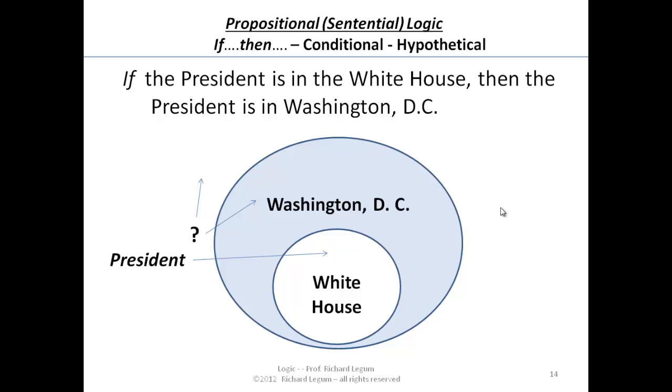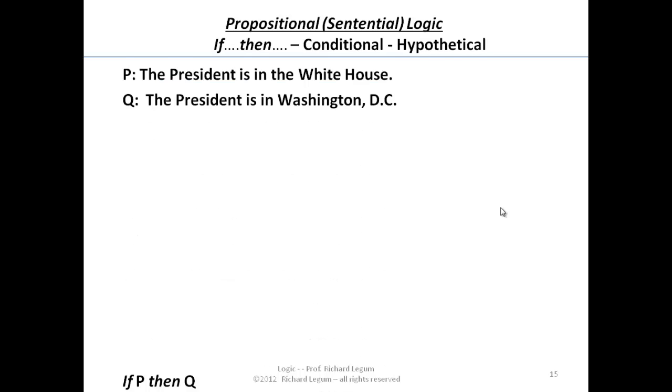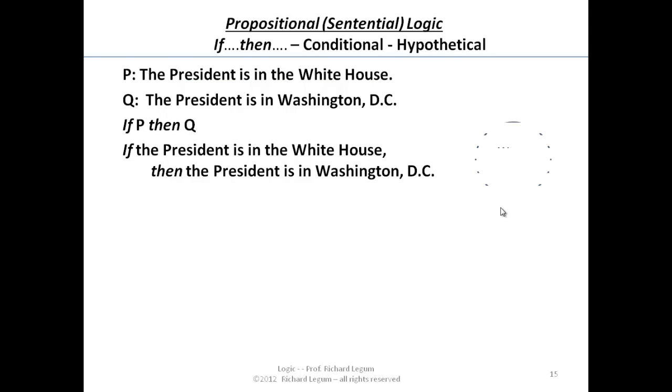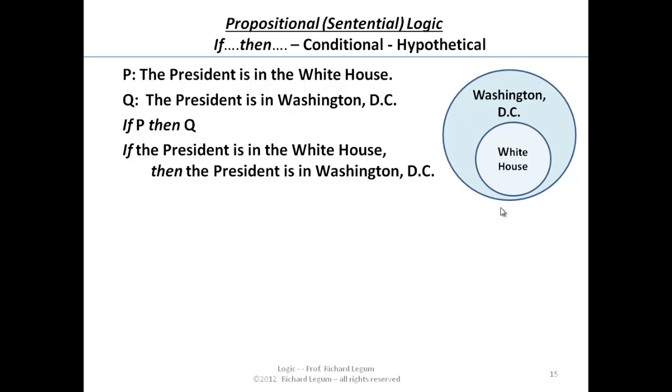And in a minute, we're going to turn and look at the truth table for the conditionals. So let's take a look. Once again, we have the P, the Q: if the president is in the White House, then he's in Washington, D.C.